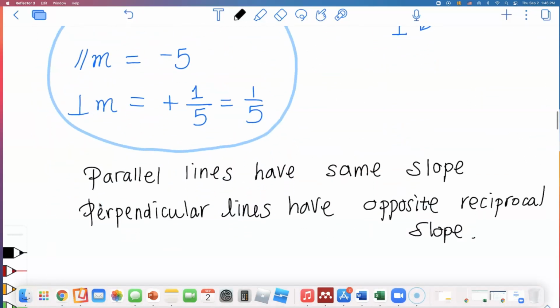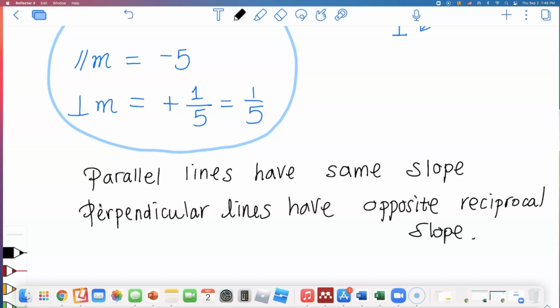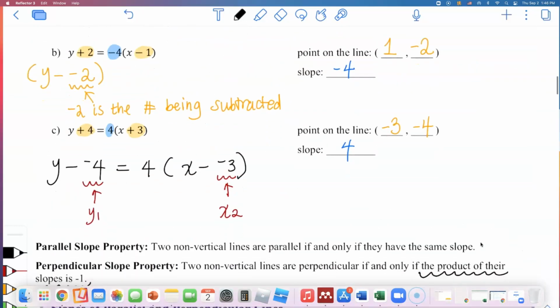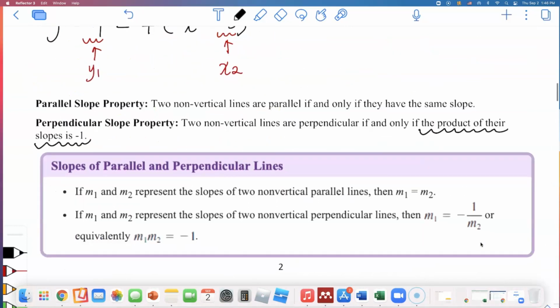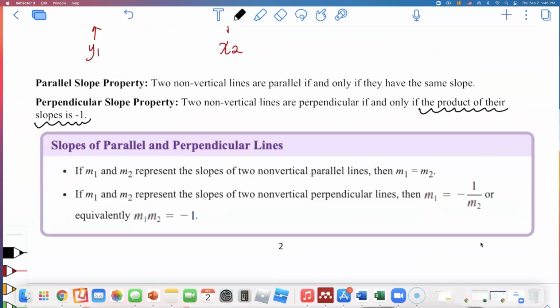But for perpendicular lines, I always teach it as just they have the opposite reciprocal slopes. But if you have those slopes, you can check if they multiply to give you a product of -1. So that's a little introduction to slopes of parallel and perpendicular lines. And in your notes, you're going to have a nice table organizing what we just talked about, okay?